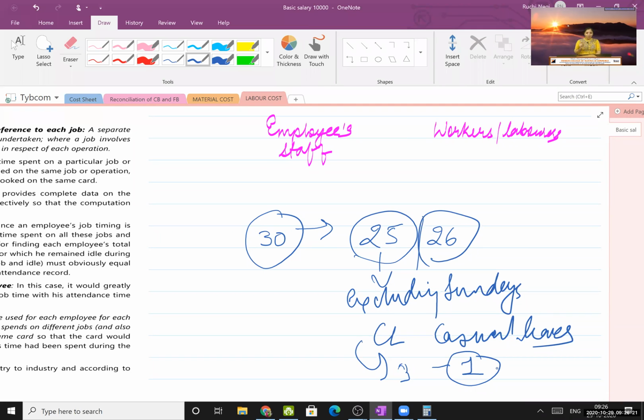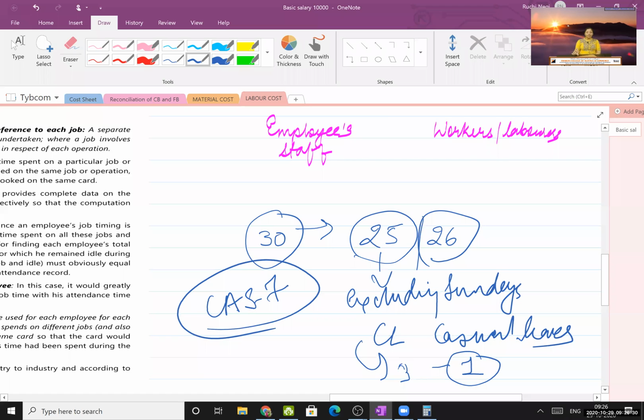That is why the timekeeping method under labor cost is necessary. Labor cost is under CAS 7. Cost sheet comes under CAS 1, material cost comes under CAS 3, and labor cost comes under CAS 7. In CAS 7 there is the definition of labor cost, and they speak about timekeeping and time booking. So the terminologies are there to read more about it.